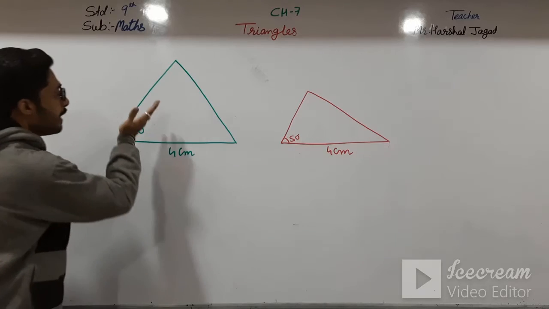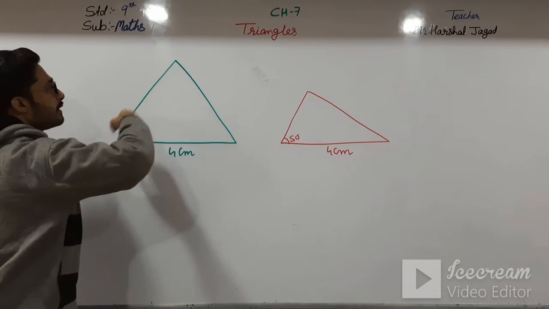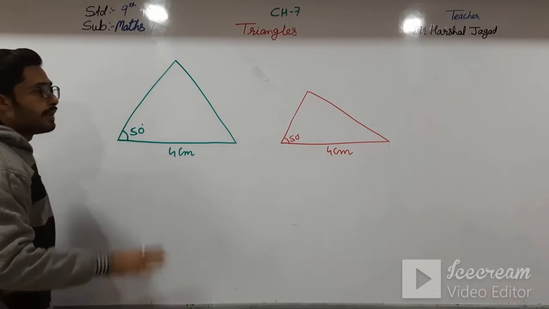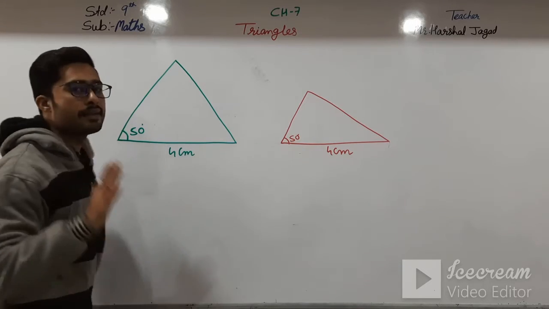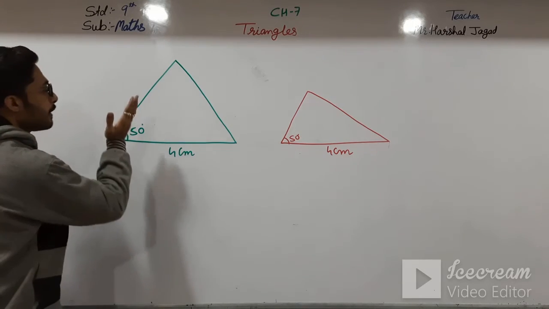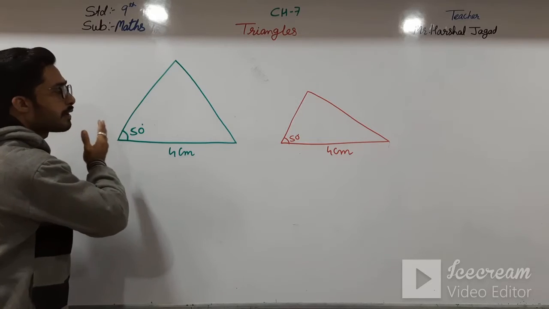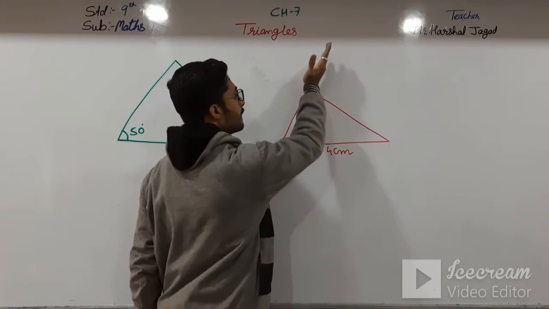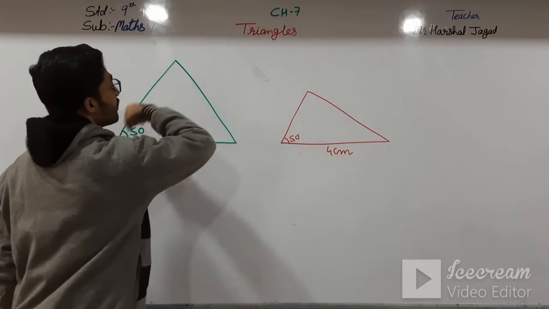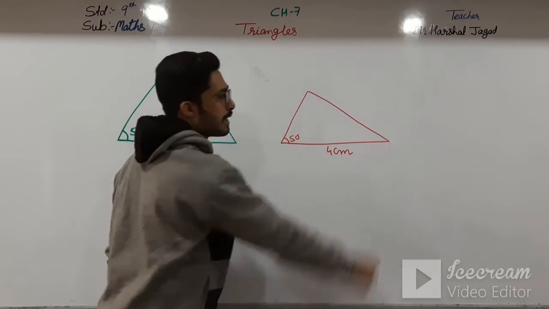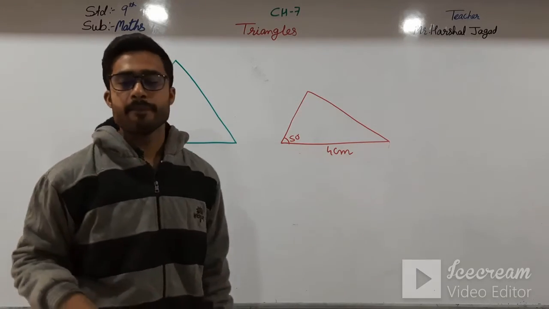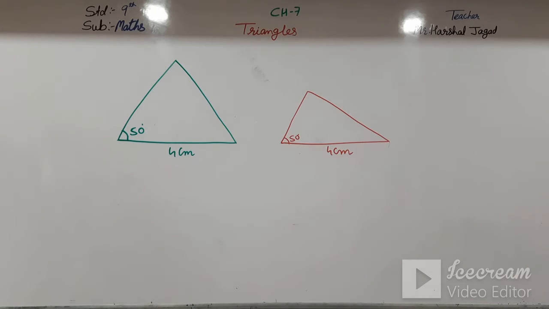Why? Because they haven't given this side or this side. If they had given that, then we could make congruent triangles. How? If I say that this is 5 centimeter, then this will also be 5 centimeter. So the length of both will be the same, and so we will get the other side the same. Okay, let us see further.